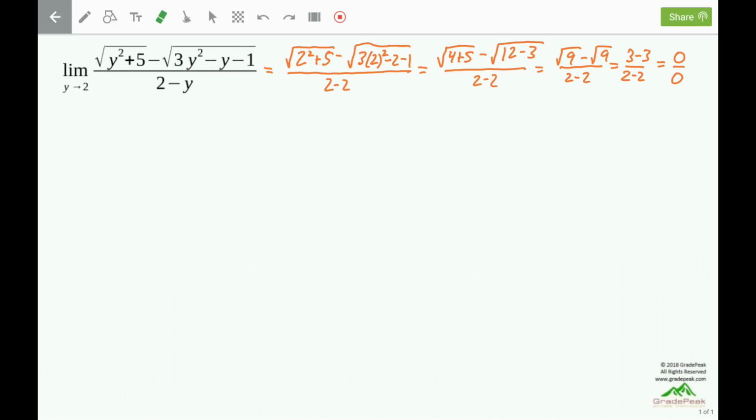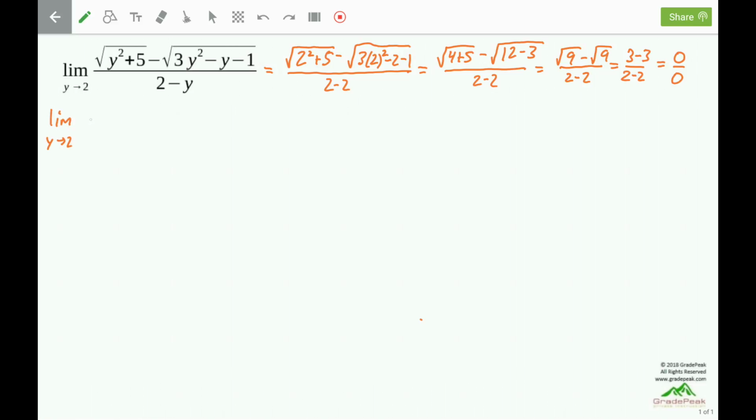We have the 0 over 0 indeterminate form. We will need to rework this. Since we have a root combination, a root involving the variable y in some way, added or subtracted together with at least one other term, that's happening in the numerator, we can try the root conjugate method.